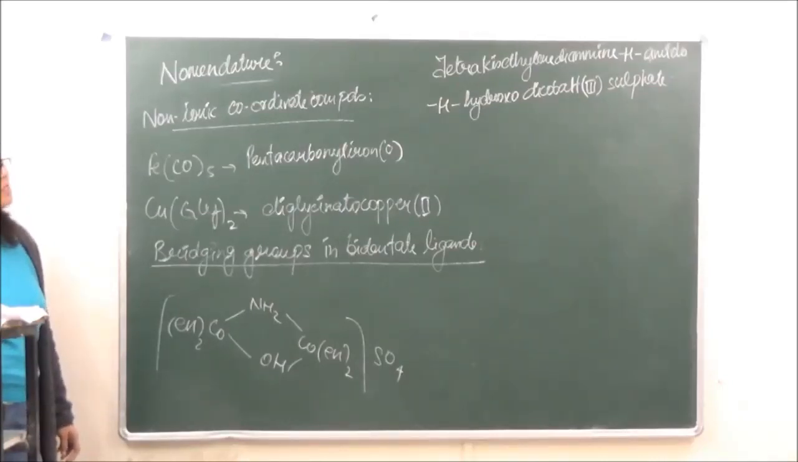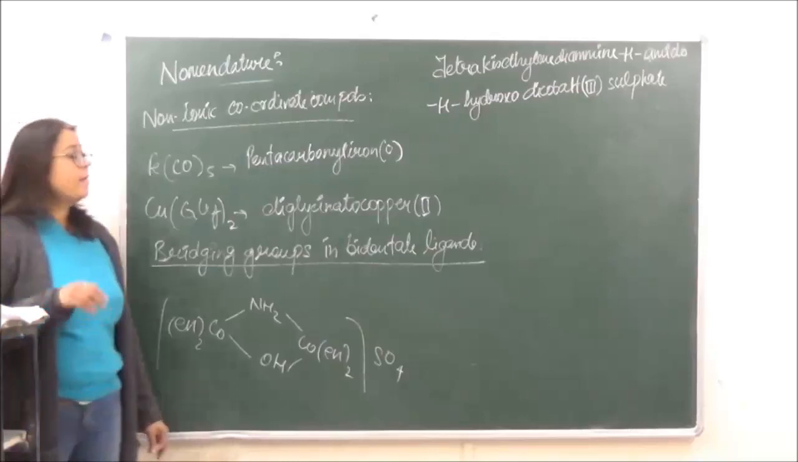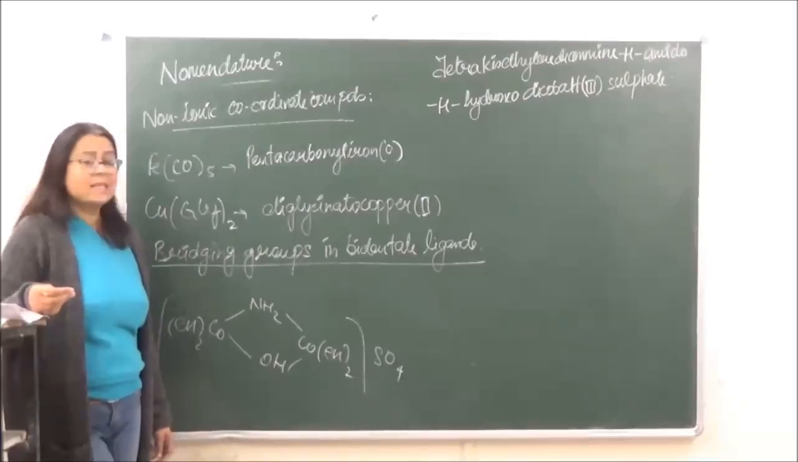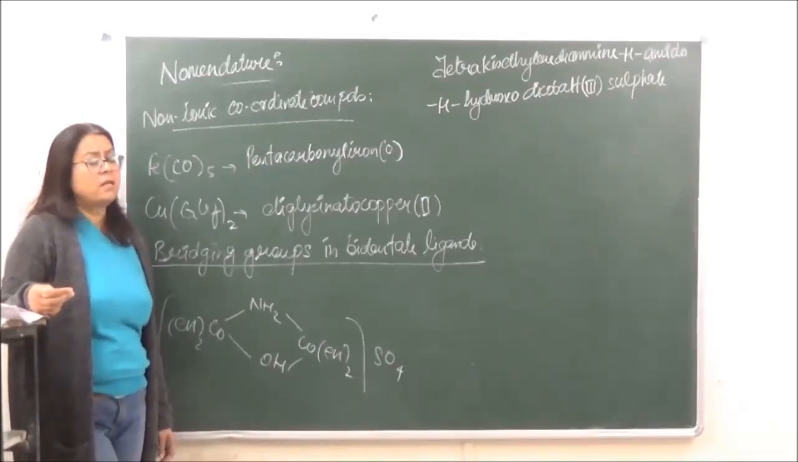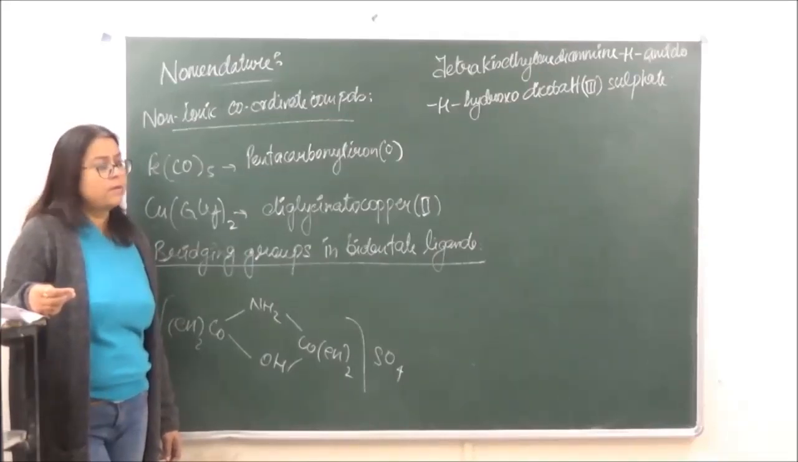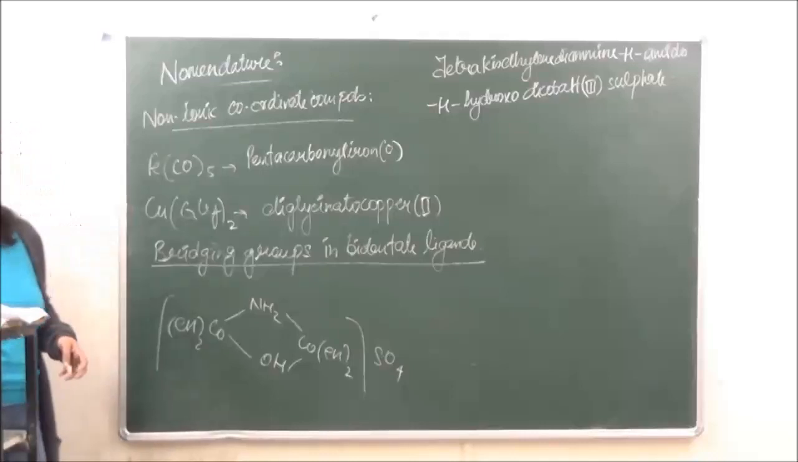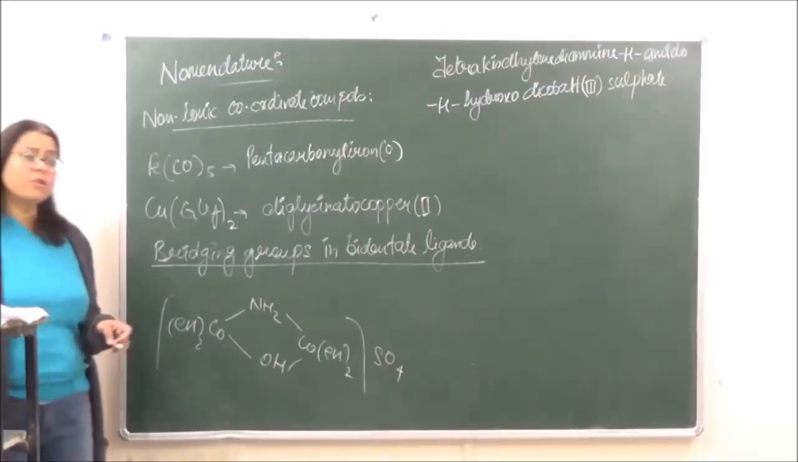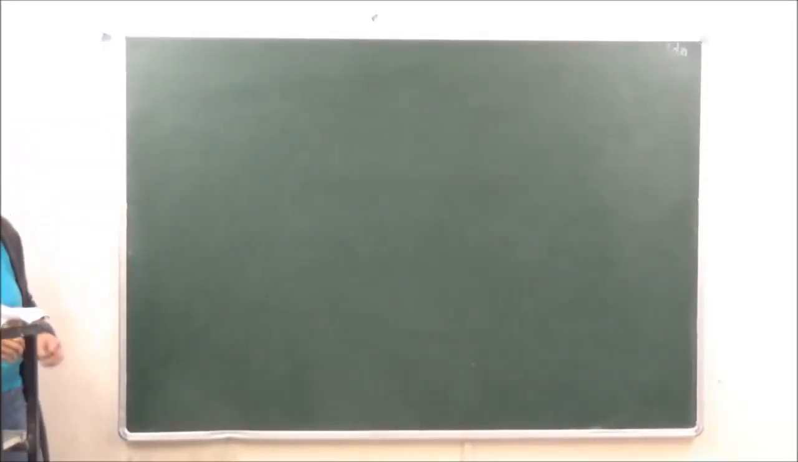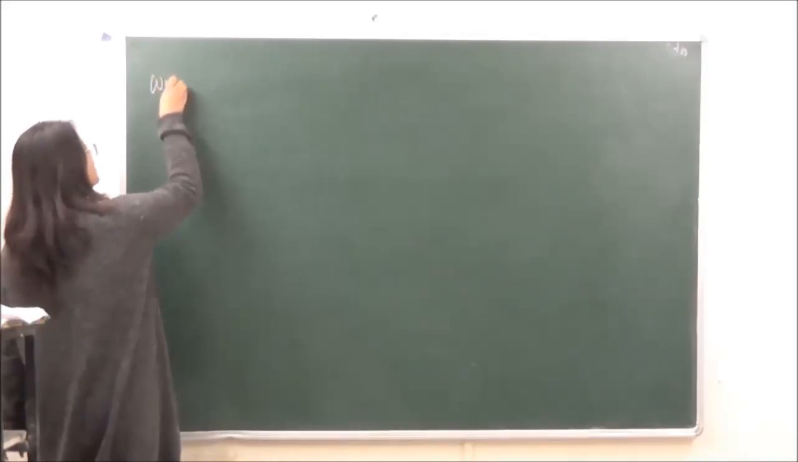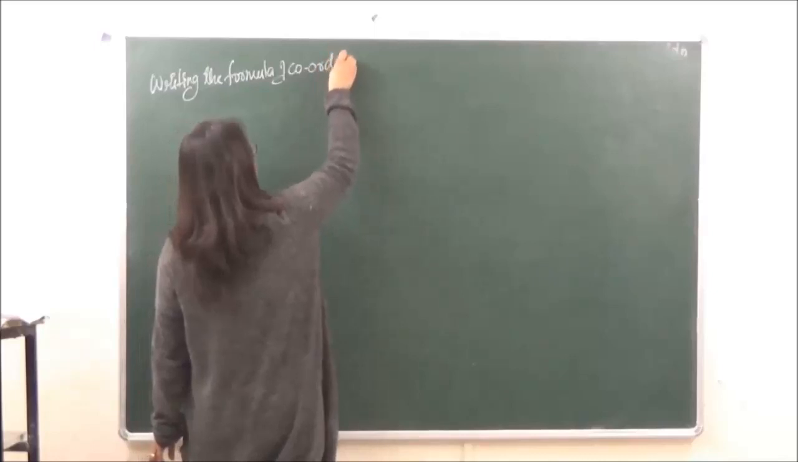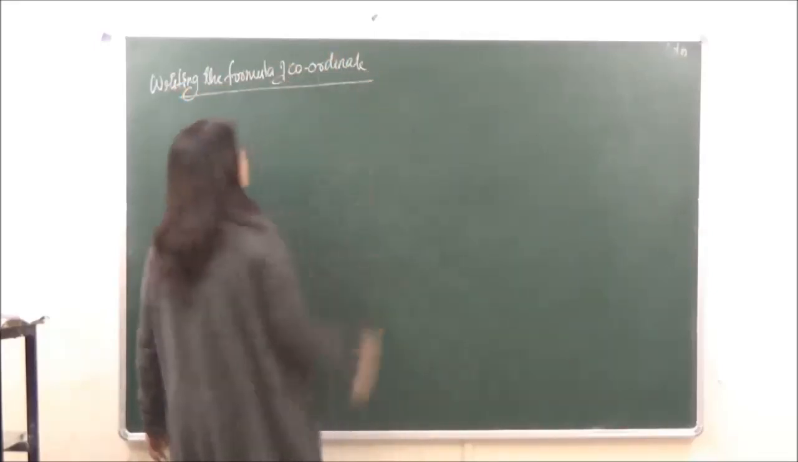Is it clear? So this is how we are going to name the coordinate complexes. Now it's very important for you to practice at least 20 to 30 different types of coordinate complexes to get the idea of naming. Right? Now sometimes it so happens that the name is already given to you and you have to formulate the formula. So how are we going to do that? Writing the formula of coordinate complexes. How do we write the formula?